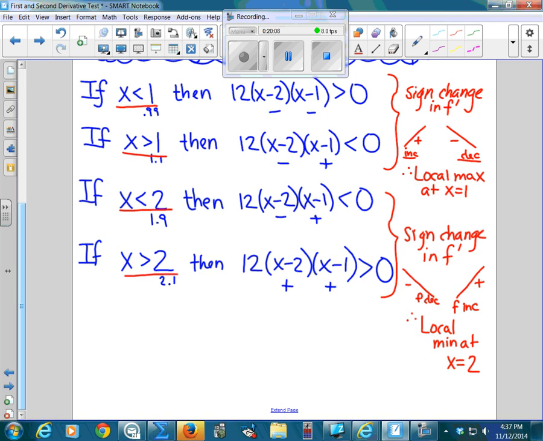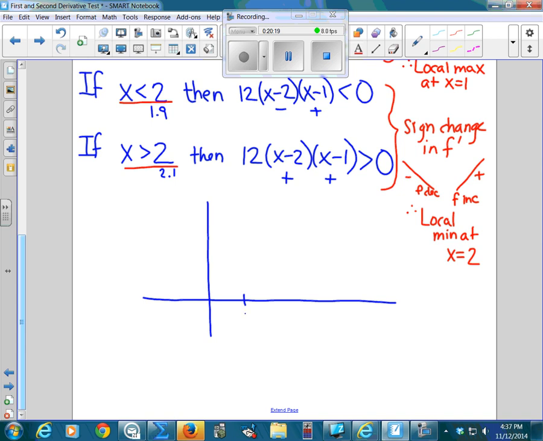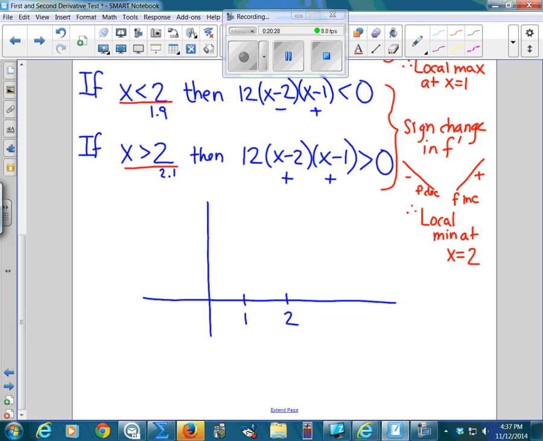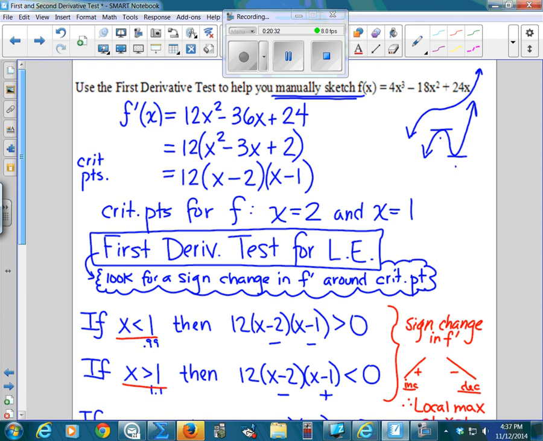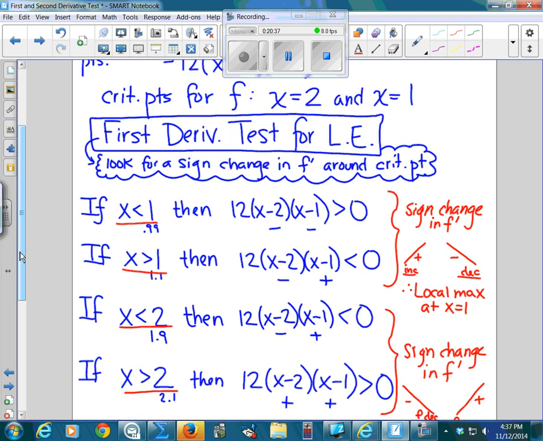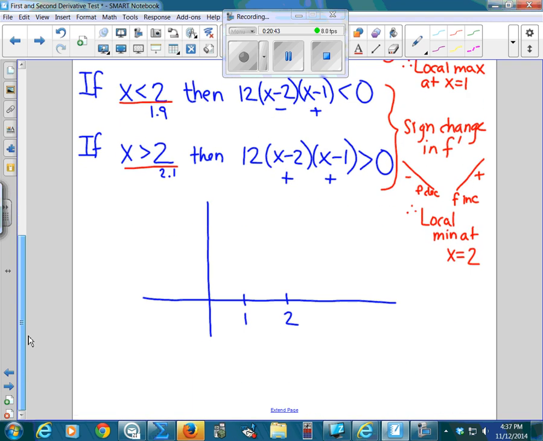And so right now, what's really cool is we have all of this wonderful information. We have the fact that at x equals 1, we have a local max. And at x equals 2, we have a local min. Let's see where this graph crosses the x-axis. Yeah, we have roots at 0. So it's coming through like this. Max at 1, min at 2, and back up.